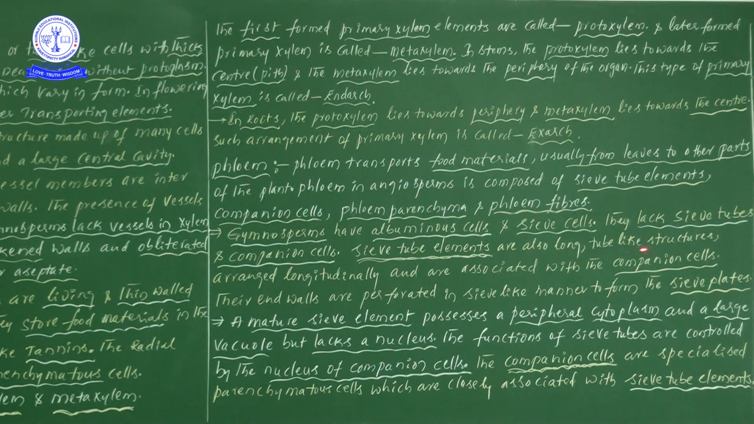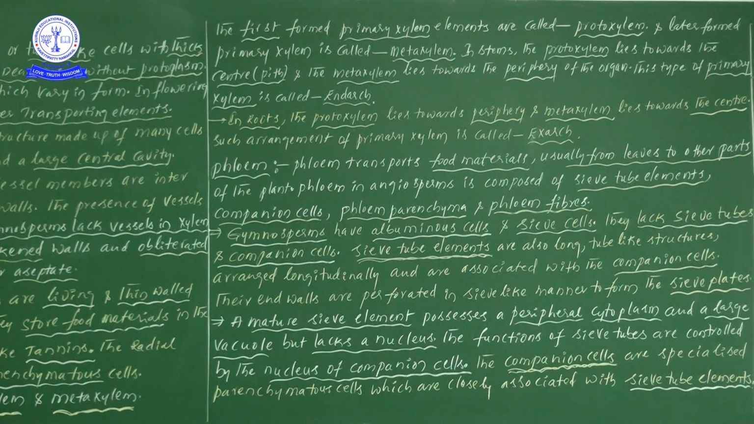Sieve tube elements are definitely associated with the companion cells. If sieve tube elements and companion cells are present together, this is an important point to be discussed. Their end walls are perforated. Perforated means what point do we have to remember? Holes. In the end walls we can observe holes in a sieve-like manner, forming sieve plates.